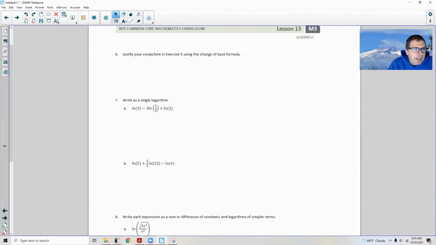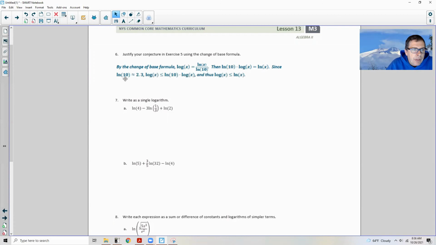All right, next page, number 6 says to justify your conjecture in exercise 5 using the change of base formula. So I just brought this in, it's just easier than writing. By the change of base formula, the log of x equals the natural log of x divided by the natural log of 10. When we just have log of x, you take the natural log of the big divided by the natural log of the base, or the little. When there's nothing there, that's called a common log, that is 10. So the ln of x divided by ln of 10. Therefore, we can say the natural log of 10 times the log of x, multiplying both sides by the natural log of 10, equals the natural log of x.